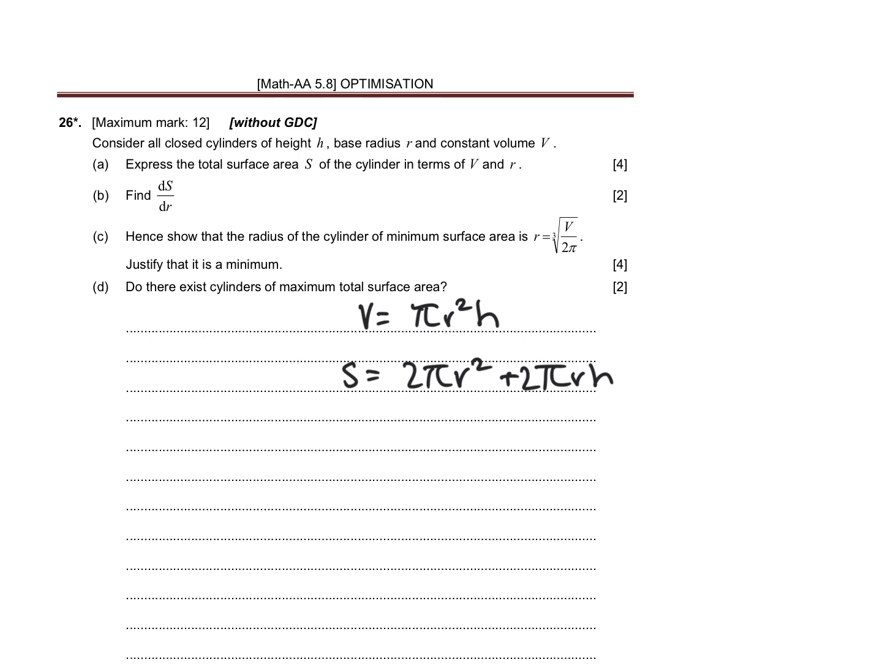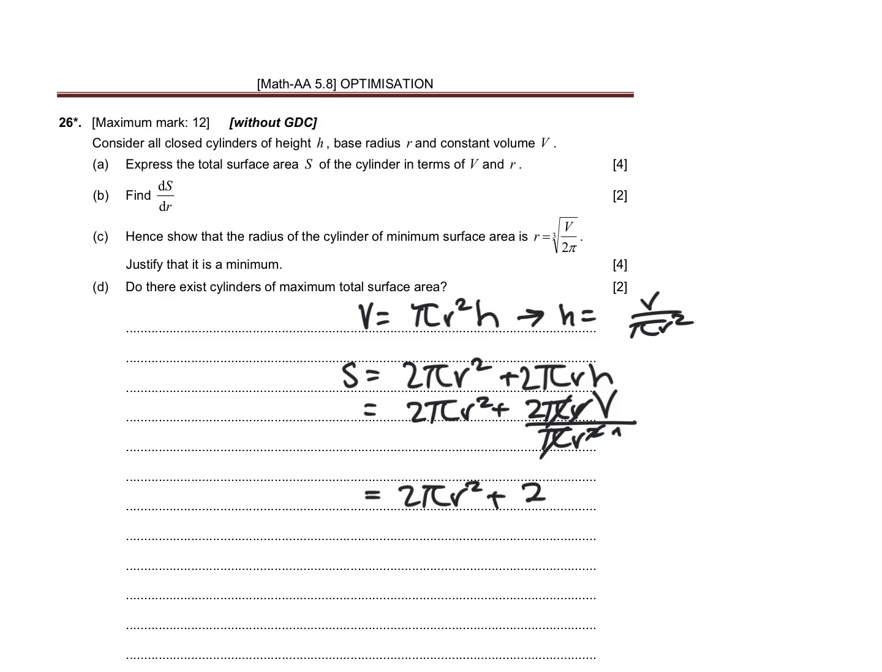V equals pi r squared h. So we want it in terms of V and r, so we have to solve this for h. So this is V over pi r squared. So S is going to be 2 pi r squared plus 2 pi r times V over pi r squared. So 2 pi r squared plus 2V over r.